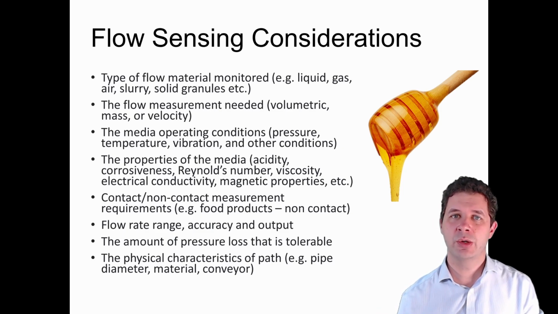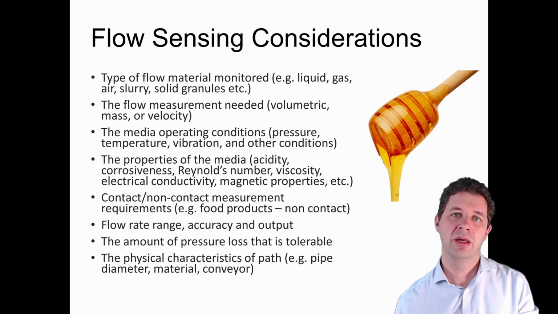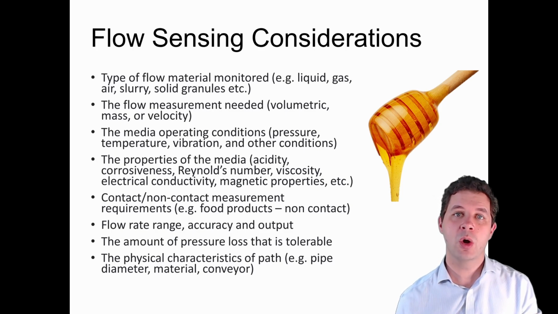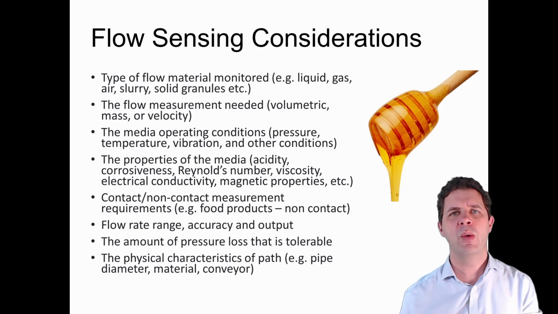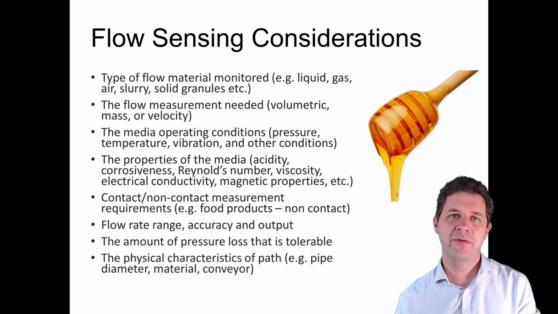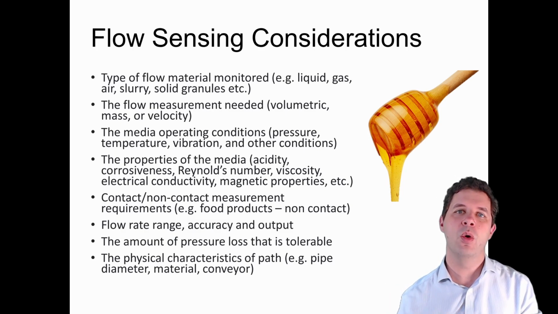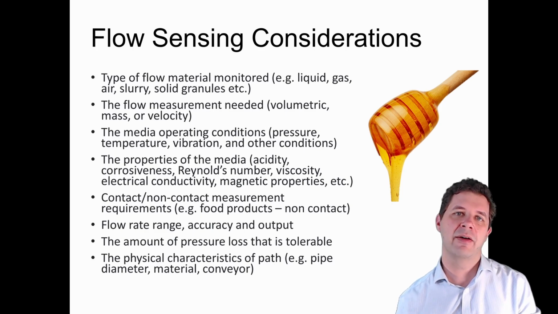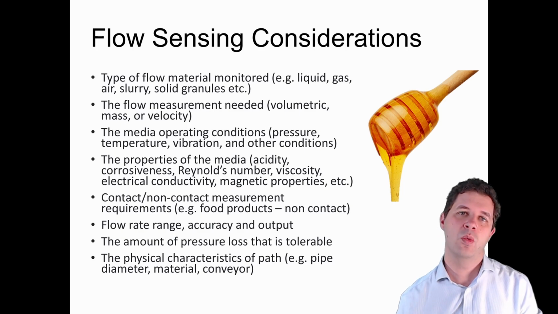There's lots of conditions around, for example, temperature and pressure and vibration and viscosity of the particular material that we're using. For example, some flow meters will work well when we've got a decent amount of flow, but when we've got very low flows, will perform poorly. Or maybe we've got a very viscous material like honey or crude oil, for example, compared to something that is a whole lot less viscous like water.